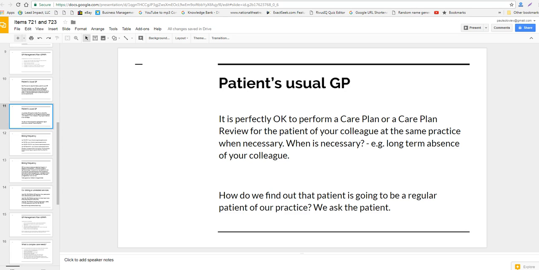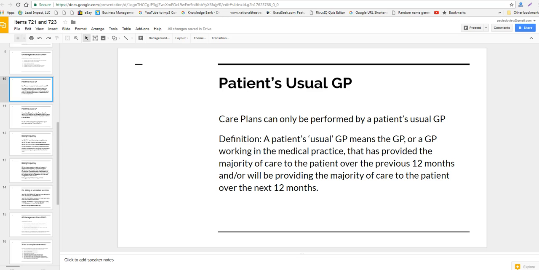That happened a lot. So you will have to review the care plan, bill item 732, and issue an allied health professional referral for the patient to see a physio, podiatrist, or dietitian. So that is why you can perform a care plan for your colleague's patient during the absence of your colleague.